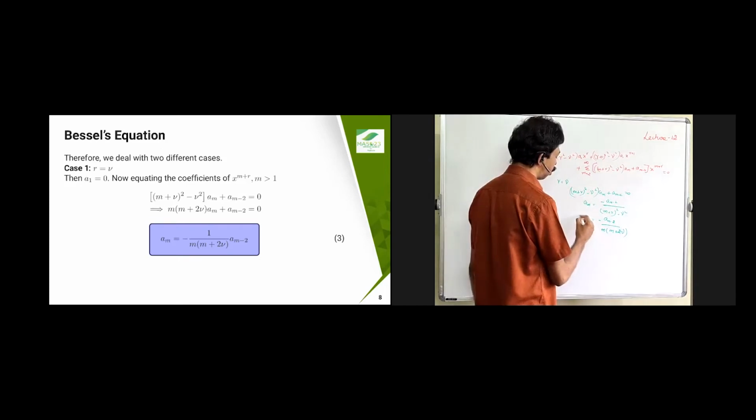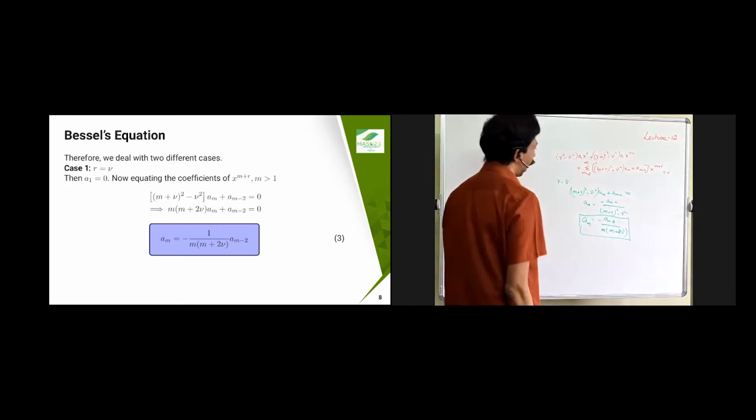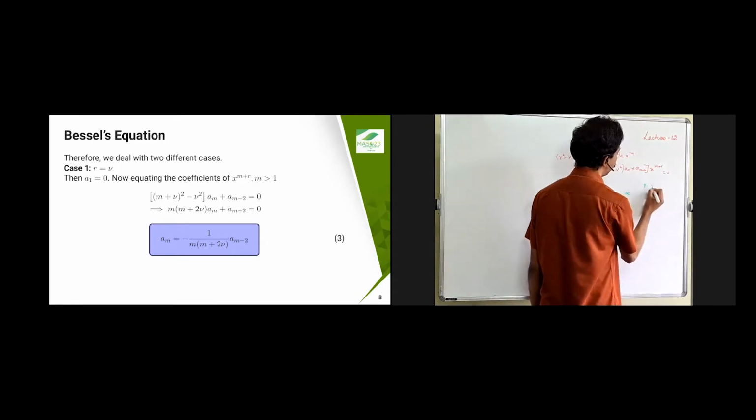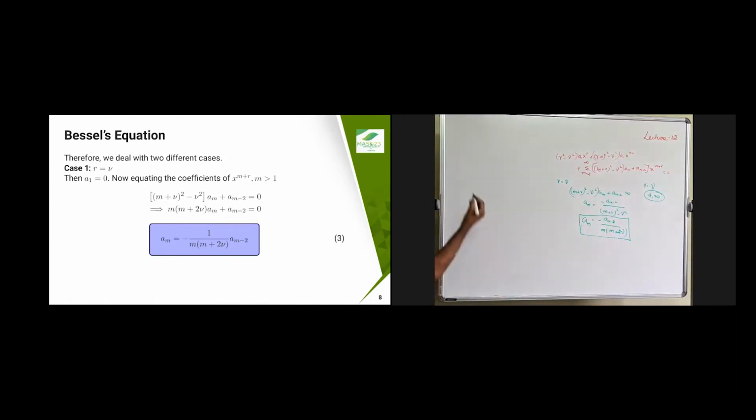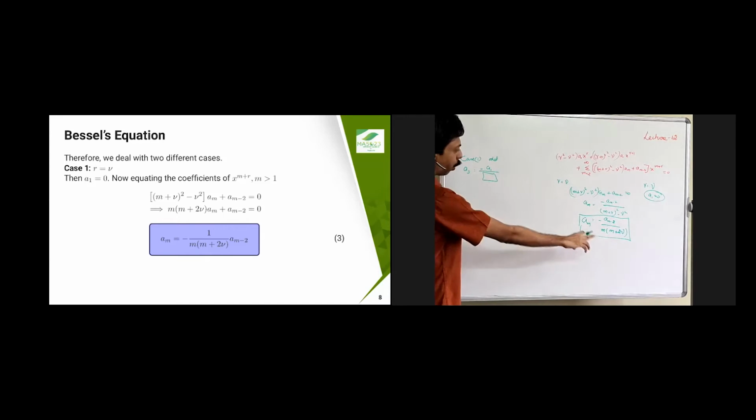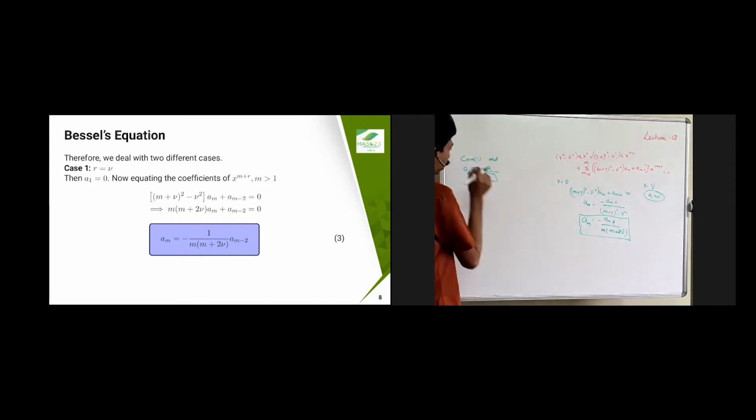The recurrence relation is am equal to minus am minus 2 divided by m into (m plus 2 nu). We already know that r equal to nu means a1 equal to 0. So let us take case one, the odd case. a1 is already 0. If I calculate a3, it is going to be minus a1 divided by something, and I don't care what that is, it is not going to be 0. Since a1 is already 0, this is going to become 0. And a5 is going to be minus a3 divided by something, but a3 is already 0, therefore this is going to become 0.